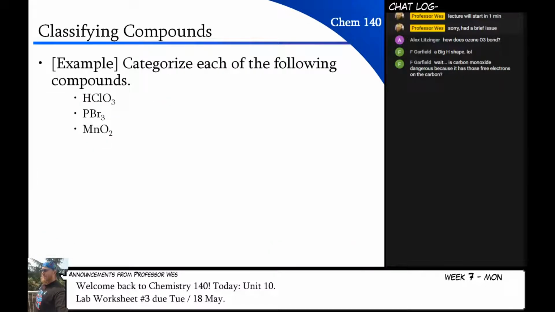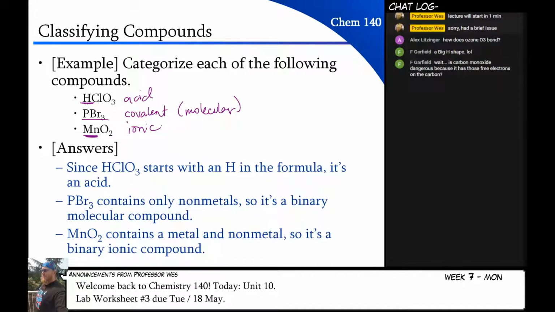So here are some examples. Let's categorize those for ourselves here. So this first one, it starts with H. It's an acid. The second one, no metals. They are all nonmetals. So this is covalent or molecular. And then the third one has a metal in it, so it must be ionic. Easy as that.